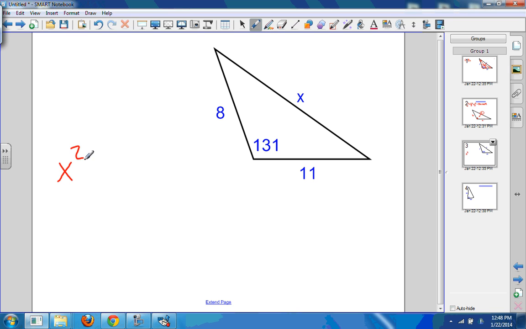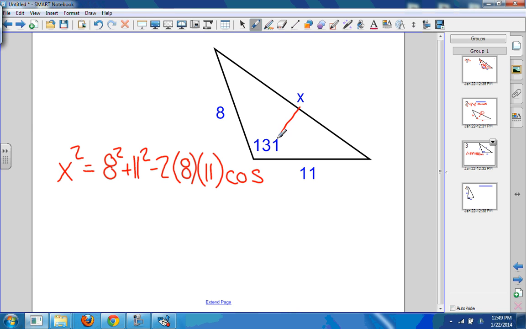if we square that, it's equal to the other two sides squared and added together, minus 2 times our other two sides multiplied together times the cosine of the angle opposite of our unknown side. So this is the equation we're going to use. Now if we simplify all this down, we should get what we want for x.